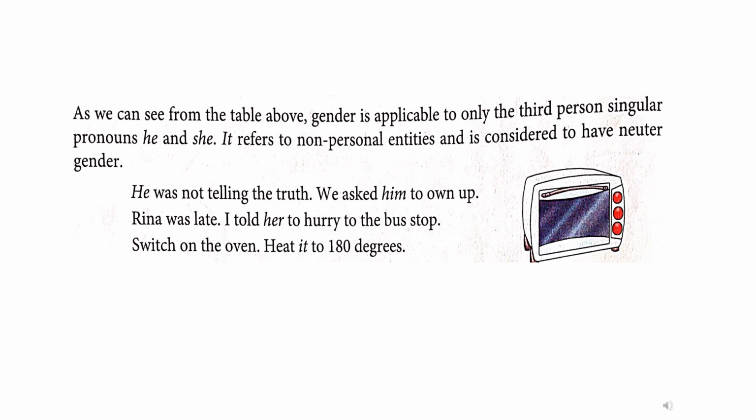As we can see from the table above, gender is applicable to only the third person singular pronouns he and she. He we used for male gender and she we used for female gender. It refers to non-personal entities and is considered to have neuter gender. It we used for non-personal gender.